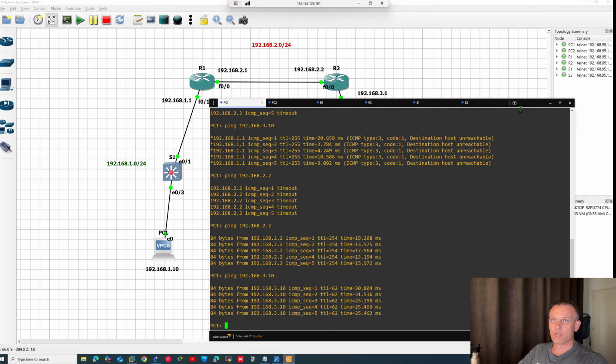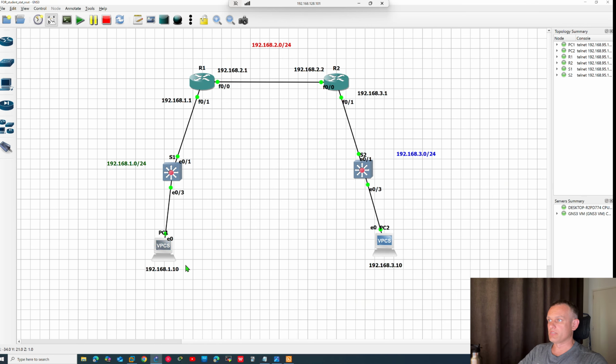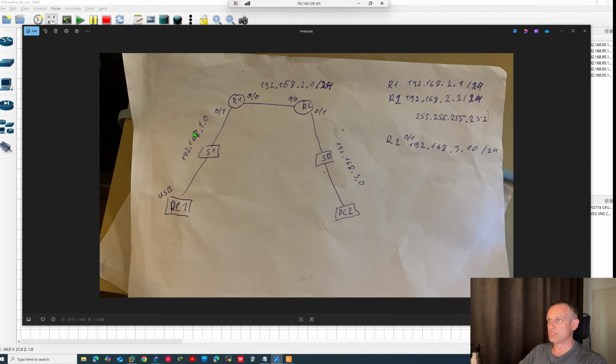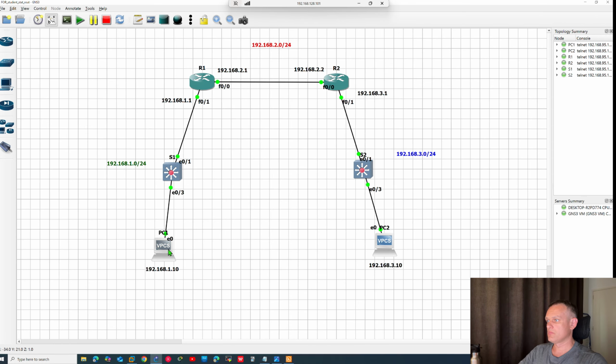For this lab, that's it. That's how we can do all of this configuration in GNS3. This PC can ping this PC, and these two routers. Yeah, it's nice to do this kind of lab.